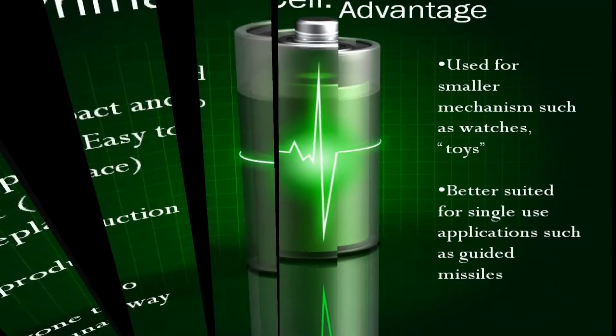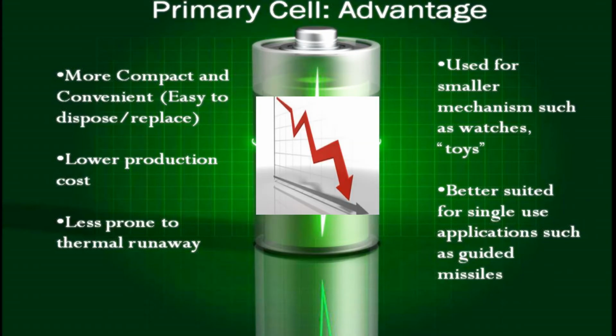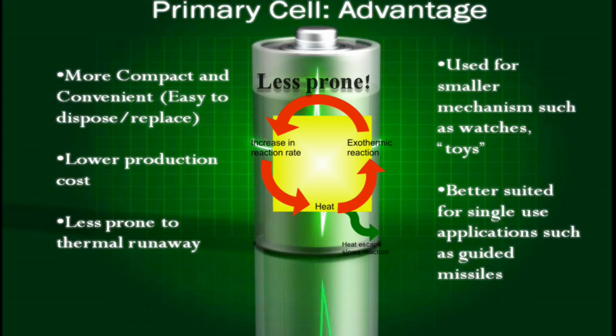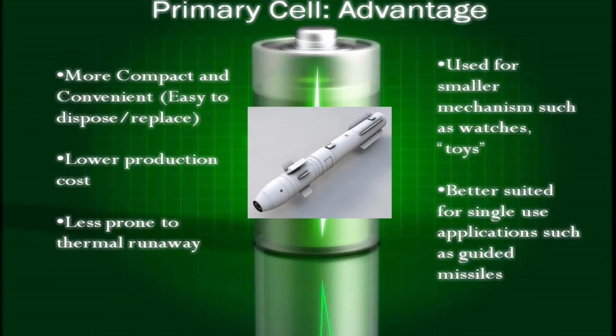Advantages of primary cells are: more compact and convenient, lower production cost, less prone to thermal runaway, used for smaller mechanism, better suited for single-use applications such as guided missiles.